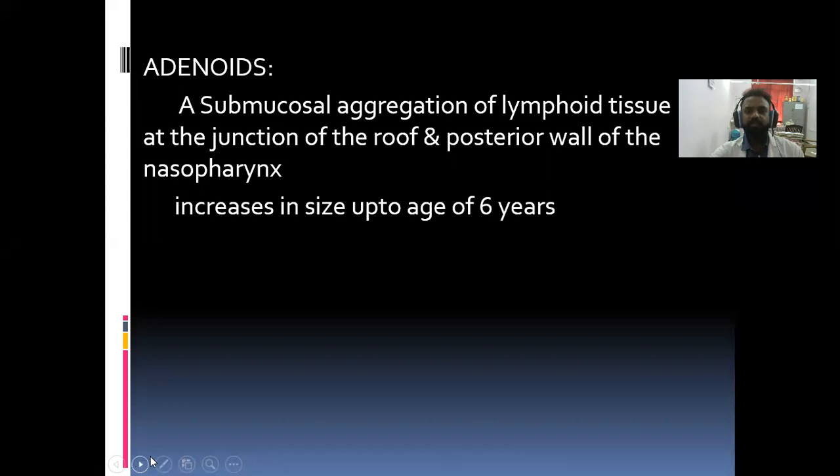The adenoids are a submucosal aggregation of lymphoid tissue at the junction of the roof and the posterior wall of the nasopharynx. They increase in size up to the age of 6 years. So adenoid is a submucosal aggregation, a collection of lymphoid tissue, at the junction of the roof and the posterior wall of the nasopharynx. It increases in size until the age of 6 years.